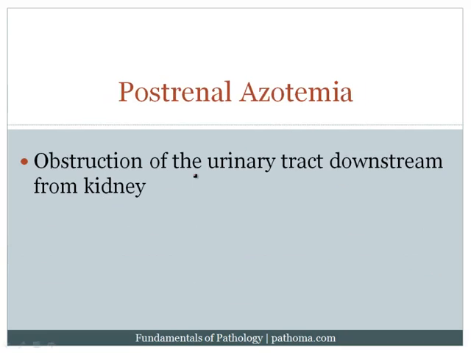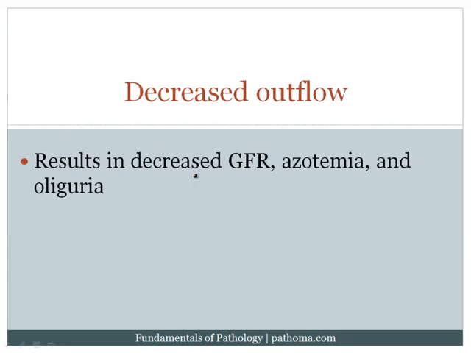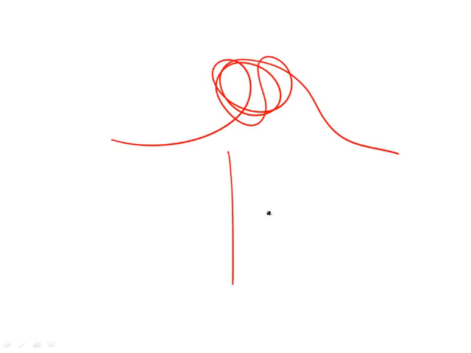In post-renal azotemia, you have obstruction of the urinary tract downstream from the kidney. This decreased outflow results in a back pressure, which then decreases the GFR. We can illustrate this as follows. If this is the glomerulus here, and this is the tubule draining the glomerulus, if there is a back pressure going this way, and there is a glomerular pressure going this way, this back pressure will decrease the glomerular pressure so that you won't be able to filter as much. And so again, decreased outflow and the back pressure will result in a decreased GFR.